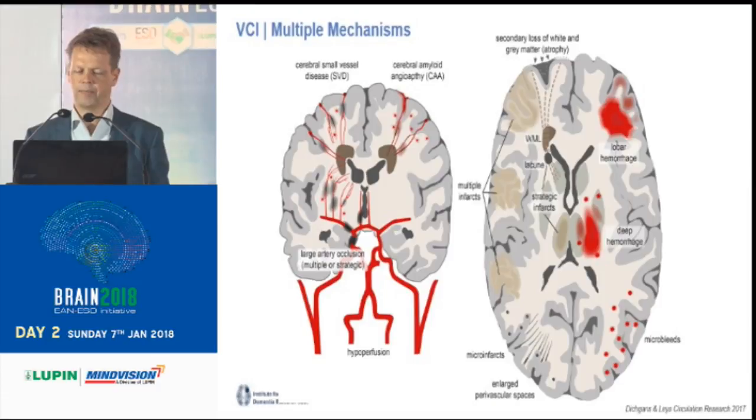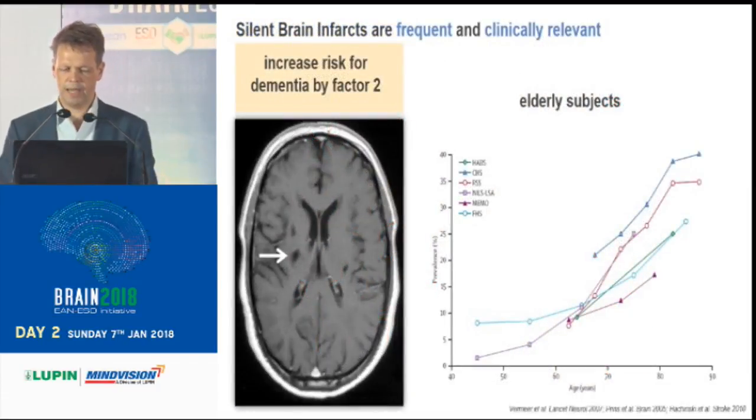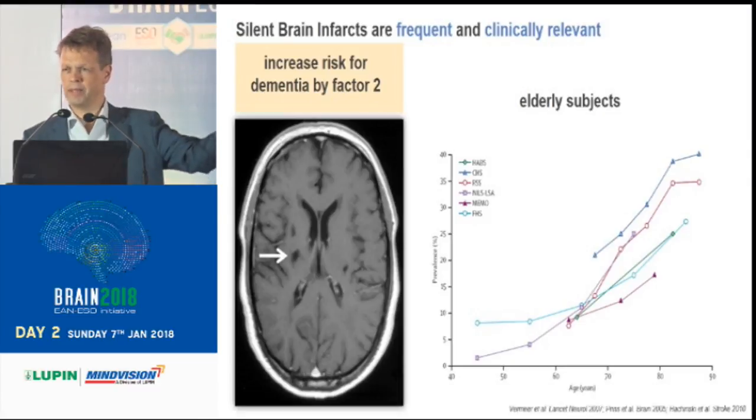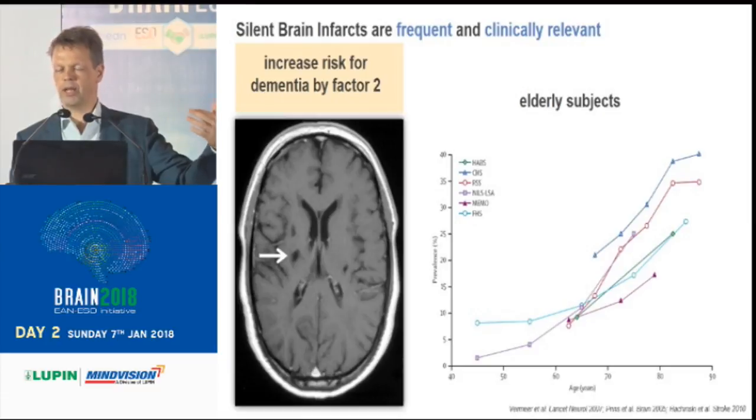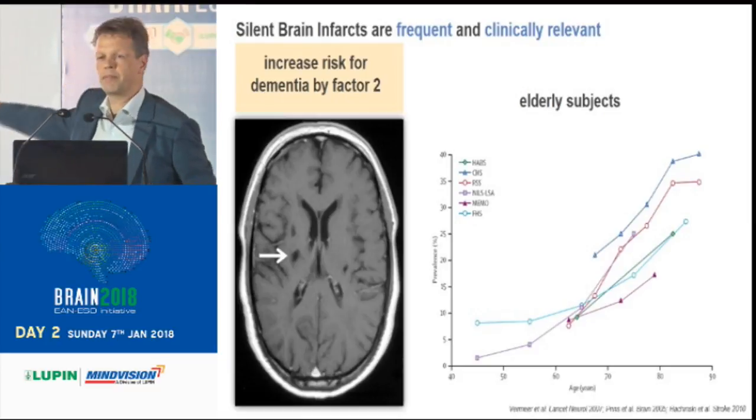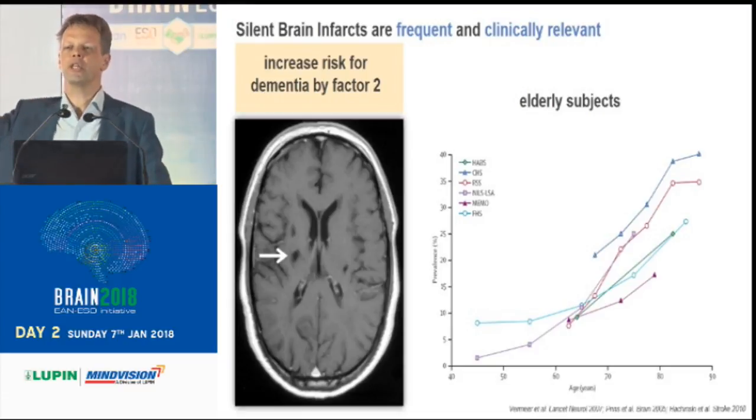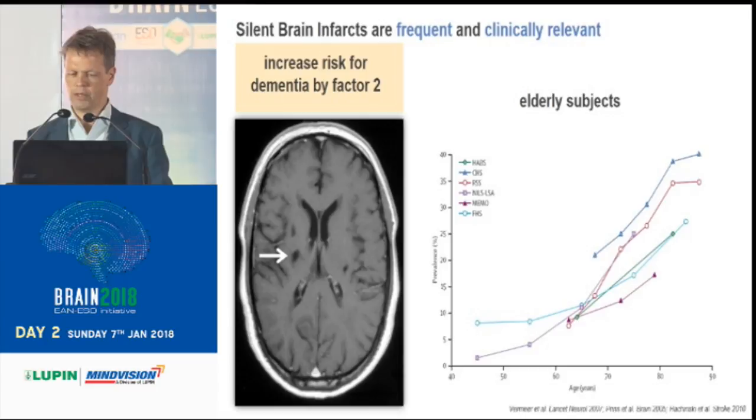This again, you've seen already. I'm bringing this up again for educational reasons. Silent brain infarcts, so brain infarcts not associated with a clinically apparent stroke, are an important determinant of cognitive impairment. They're very frequent, 5 times more frequent than clinically manifest strokes, extremely frequent in the elderly population. Up to 30% of elderly subjects in population-based studies have silent infarcts on MRI, and they are associated with an increased risk of developing dementia, and the same is true for white matter hyperintensities.